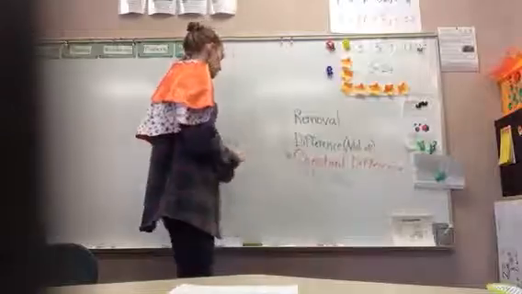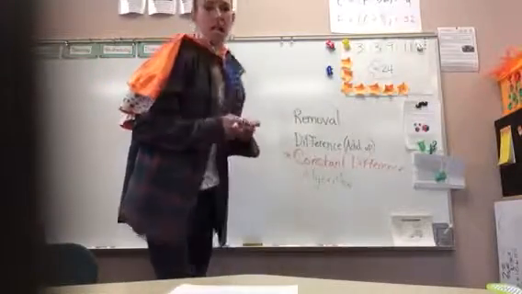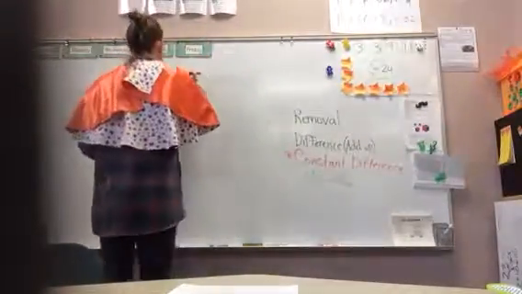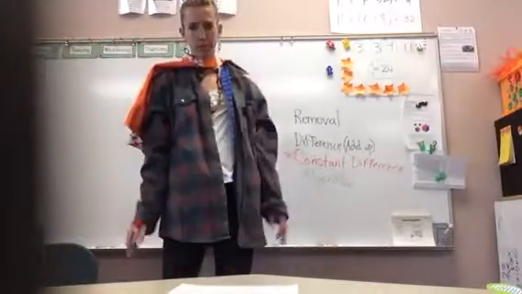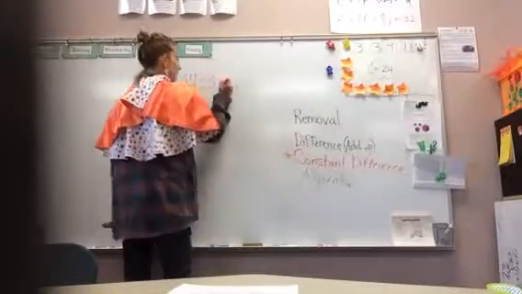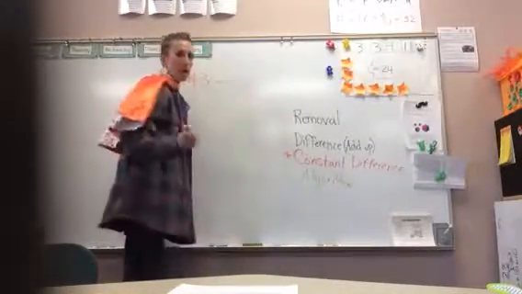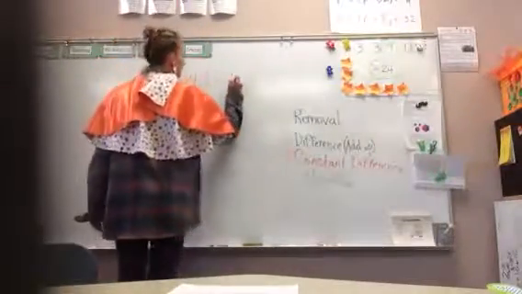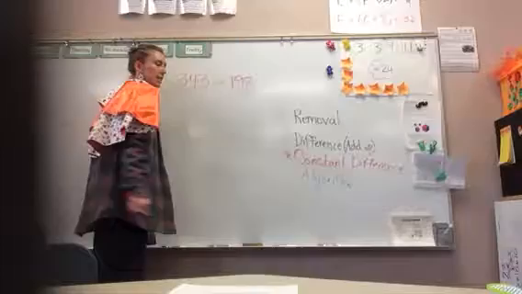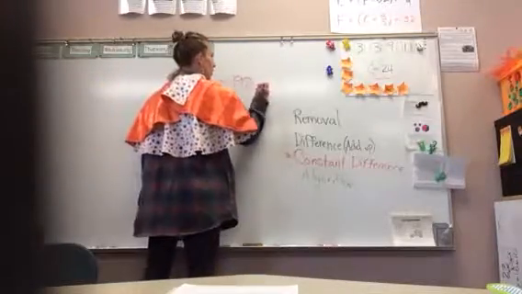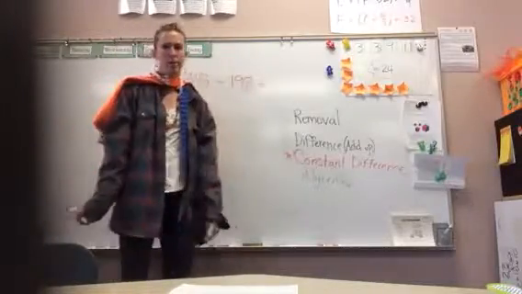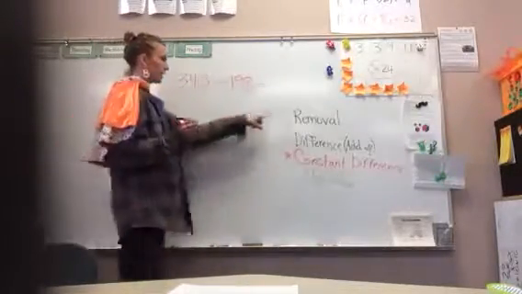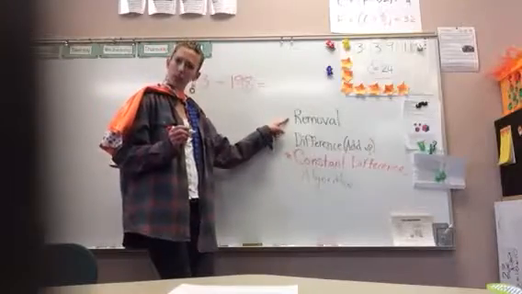So this problem becomes a subtraction problem because we're trying to find the difference between 343, the points those Jaguars scored, and my team's score right now. And my team's score was, you remember it? 198 points. Now I want to know how many more points my team has to get to tie with those Jaguars.